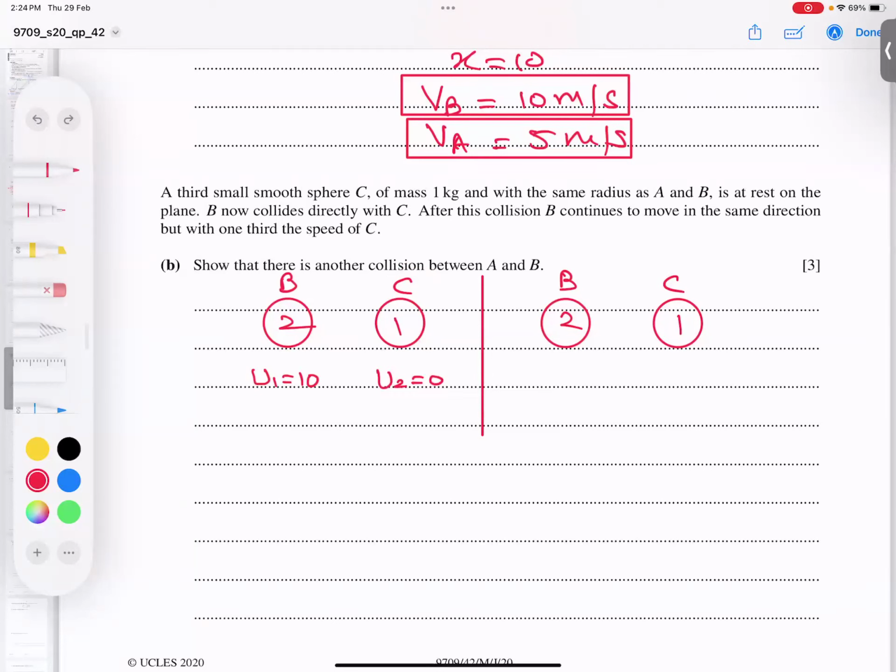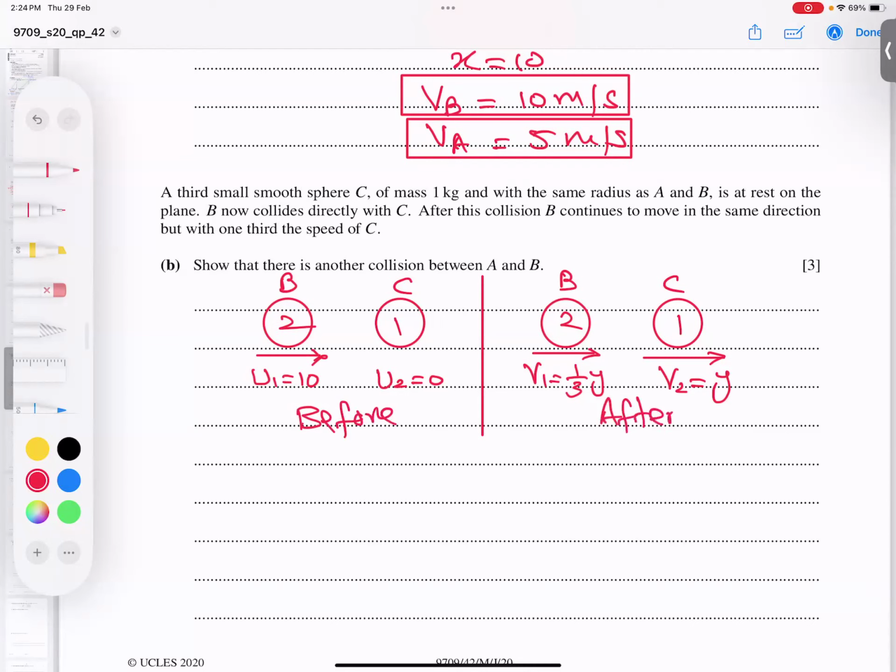After that, what is he saying? That B will move in the same direction. So B goes first in this direction, and B will go in the same direction. 100% C will move this way. And he mentioned that the speed of B is 1/3 of C. It means B will go in the same direction with 1/3 of the speed of C. Let's say the speed of C is Y. So V1 is 1/3 of Y. This is before the collision, and that is after the collision.